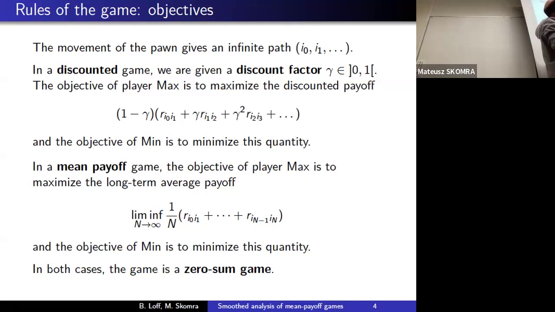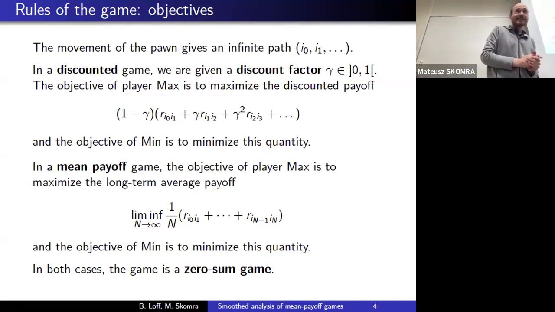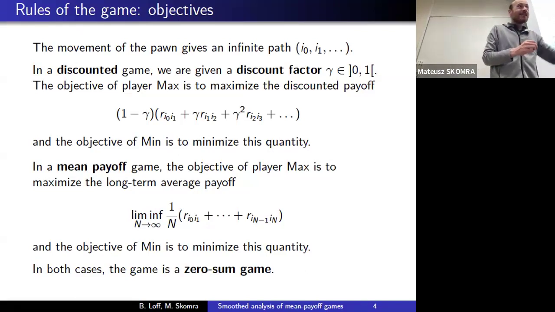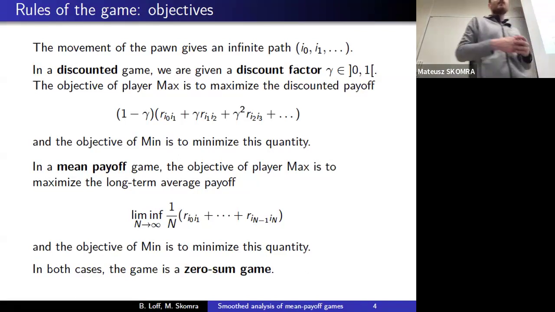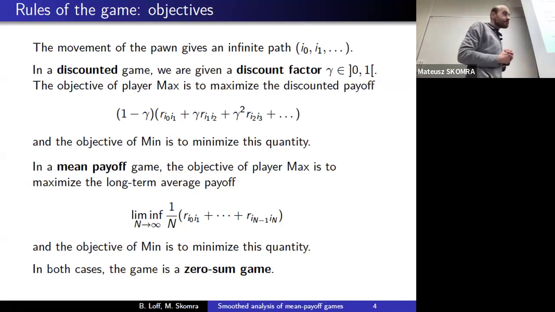The idea of this comes from economics. In economics, we say that €5 today is worth more than €5 in 6 months because of inflation. So the idea is that the payoffs that you receive in the future are worth less than the payoffs that you receive now. This is captured by this criterion.